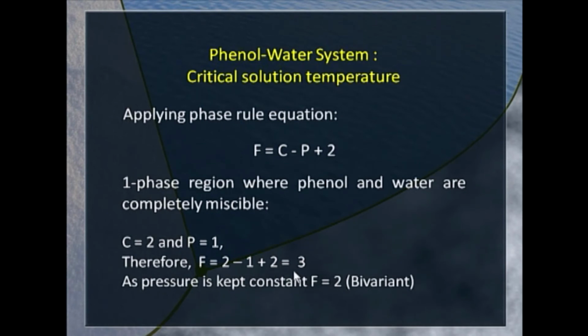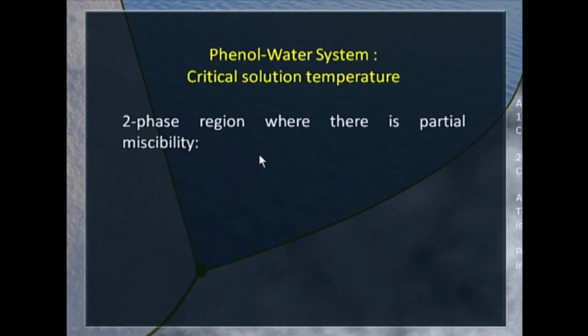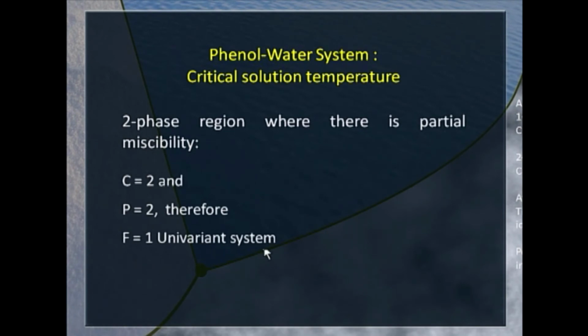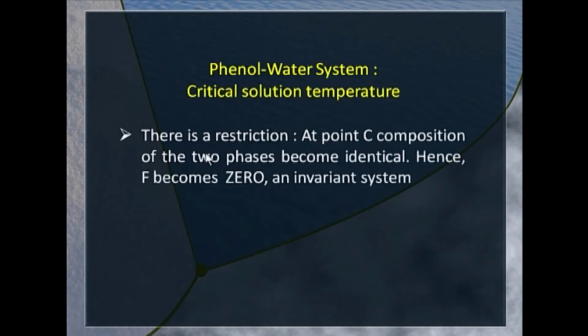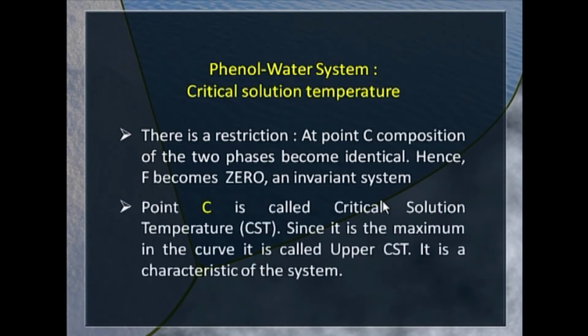Therefore, we can find out the number of degrees of freedom, which is 3. As pressure is kept constant, we are left with 2 degrees of freedom. The system is bivariant. In the two phase region where there is partial miscibility, the number of degrees of freedom works out to be 1. The system is a univariant system, but at the critical solution temperature, that is at point C, the two phases become identical. The composition of the two phases become identical. Hence, the number of degrees of freedom F becomes 0. The system becomes an invariant system.